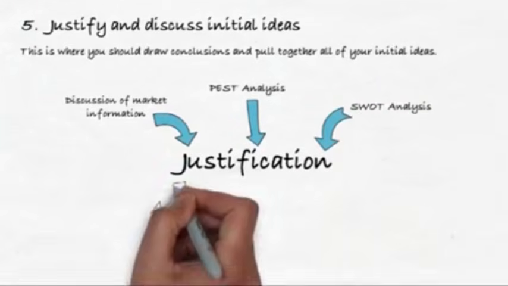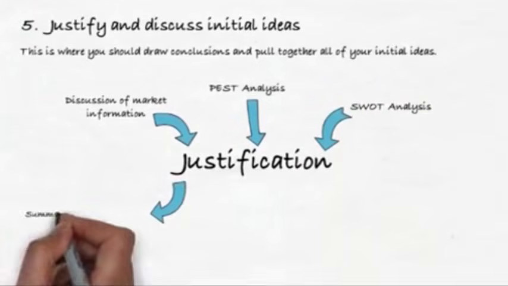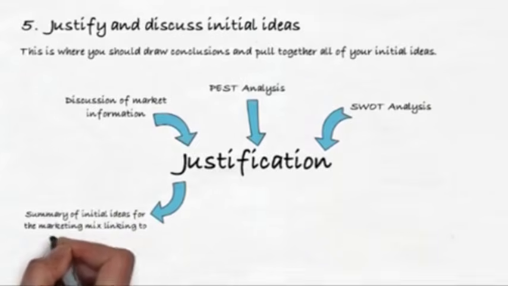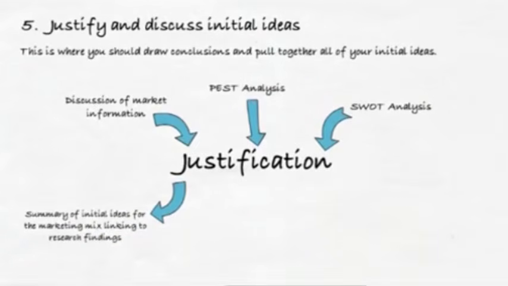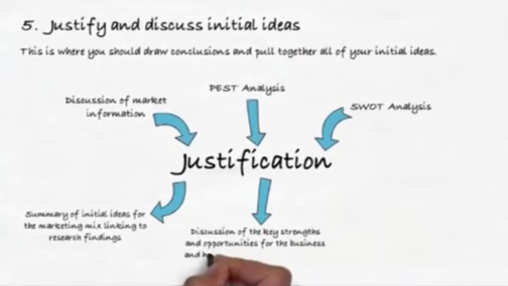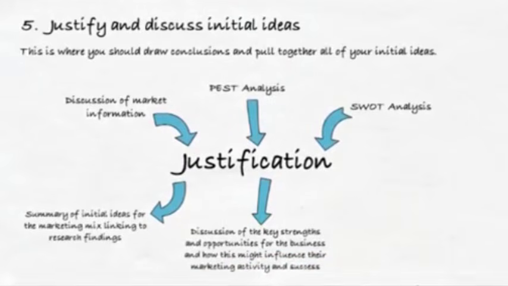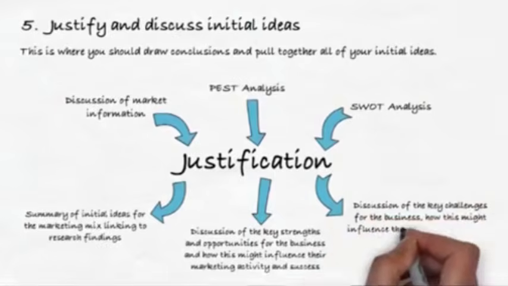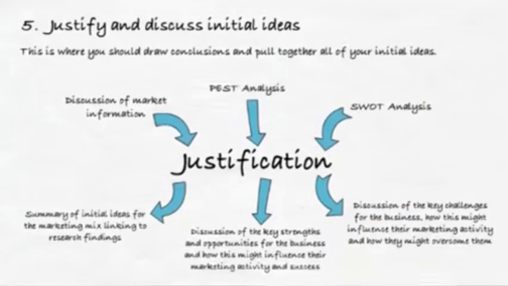This justification should reflect on your findings to summarise initial ideas for the marketing mix. You should also discuss the key strengths and opportunities for the business and consider how these might influence marketing activity and success. And consider potential challenges for the business's marketing activity. This justification should tie together all of your work and form a conclusion.